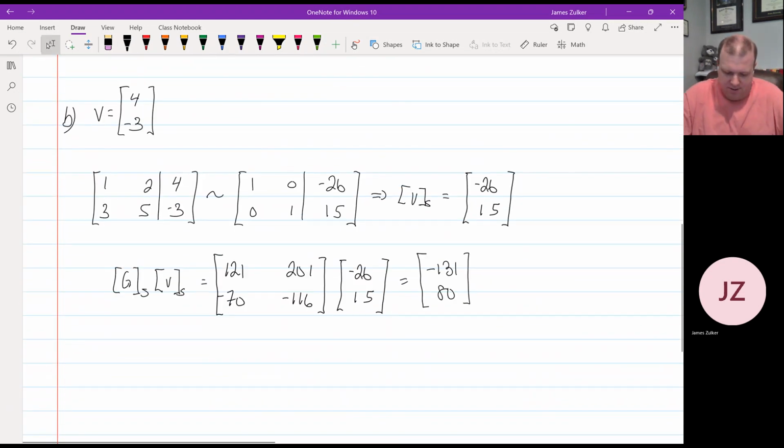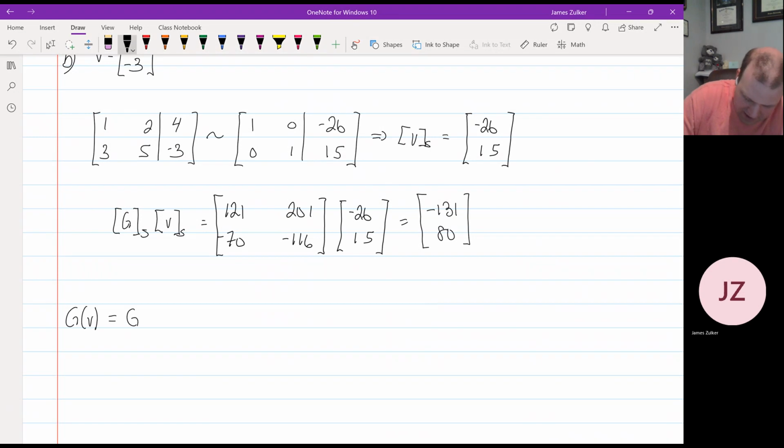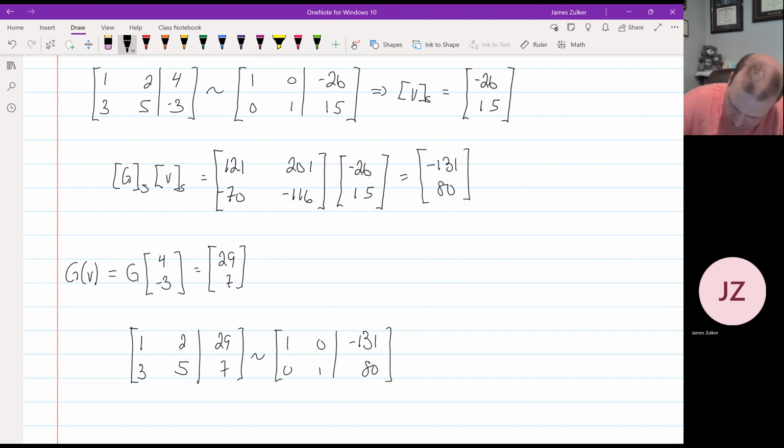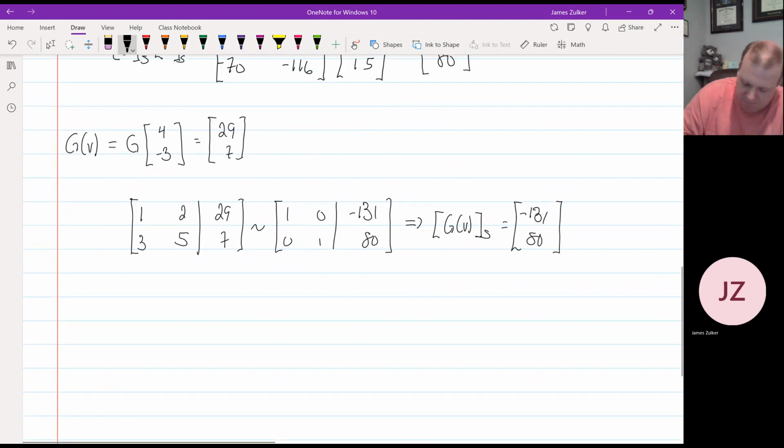We now want to find G of V. Well, that is G of 4, negative 3. You'll find that that is 29, 7. So again, we want to find its coordinates with respect to S. We will reduce this, and we're going to get negative 131 and 80. So that means that the coordinate vector of G of V with respect to S is negative 131 and 80, which is exactly what we got above.